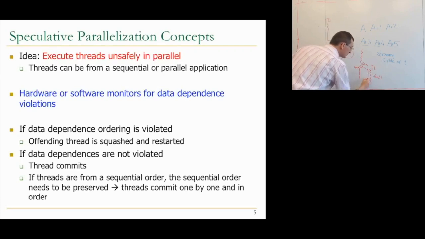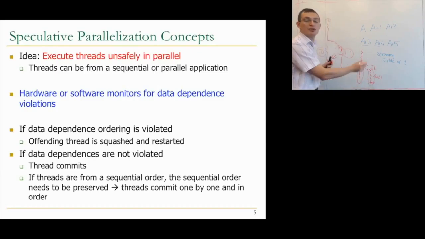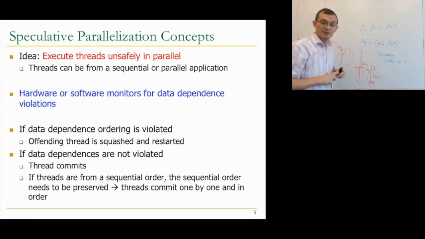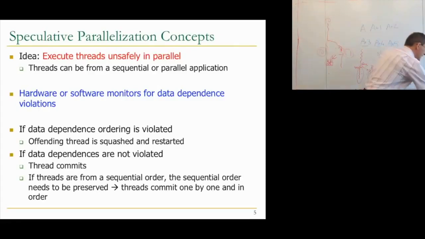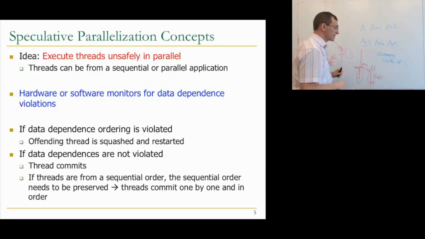And if this function is completely independent of this thread, and there is no data dependence violation detected, then you can commit the results of this thread. Somehow you need to merge the results into the architectural state, but actually you can commit, right? Because there is no dependence. So that speculative parallelization works in that case, right?